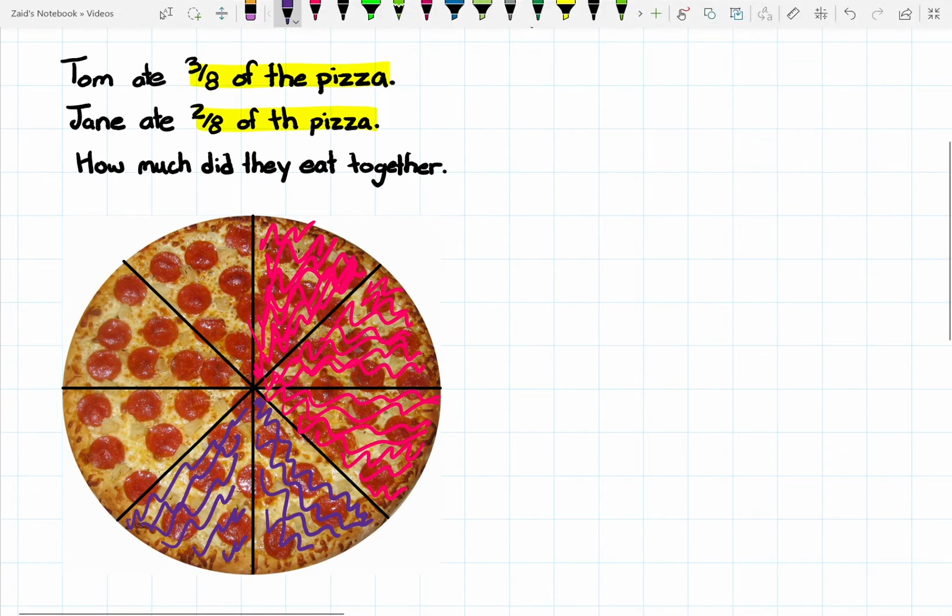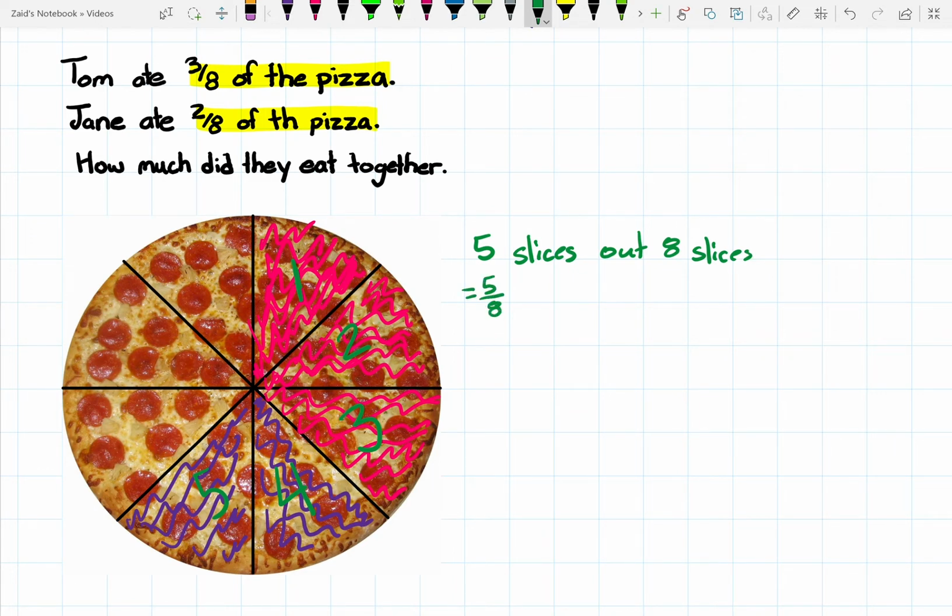So I have 1, 2, 3, 4, 5. That means they ate 5 slices together out of 8 slices. And to write it numerically, that's 5 out of 8.